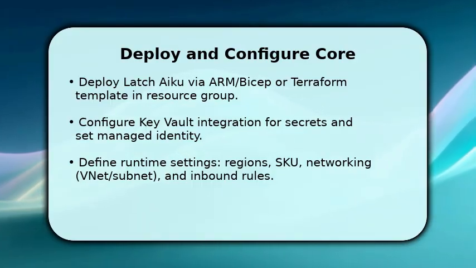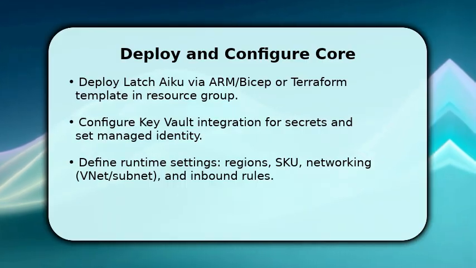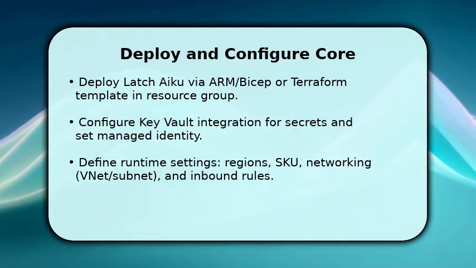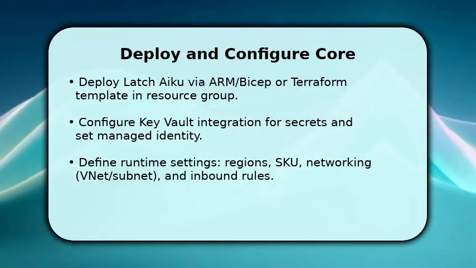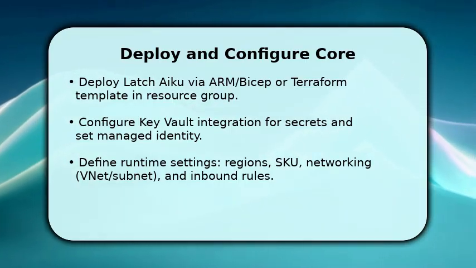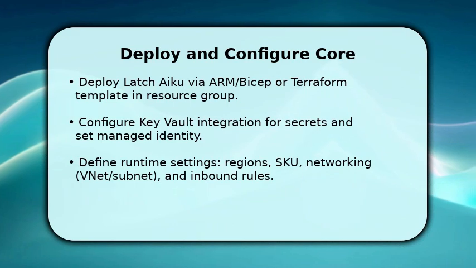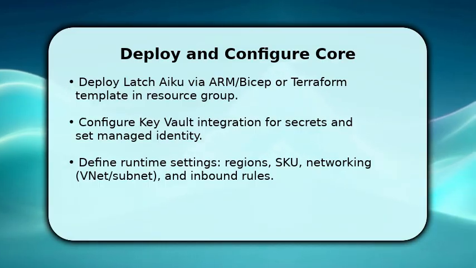As you deploy, enable a system-assigned managed identity and grant it key vault access so secrets flow securely. Configure networking. Attach to your VNet subnet and set NSG rules for allowed ports. Once the service is provisioned, apply runtime configuration, region, SKU, scaling rules, and verify resource dependencies are correct to avoid startup race conditions during initialization.